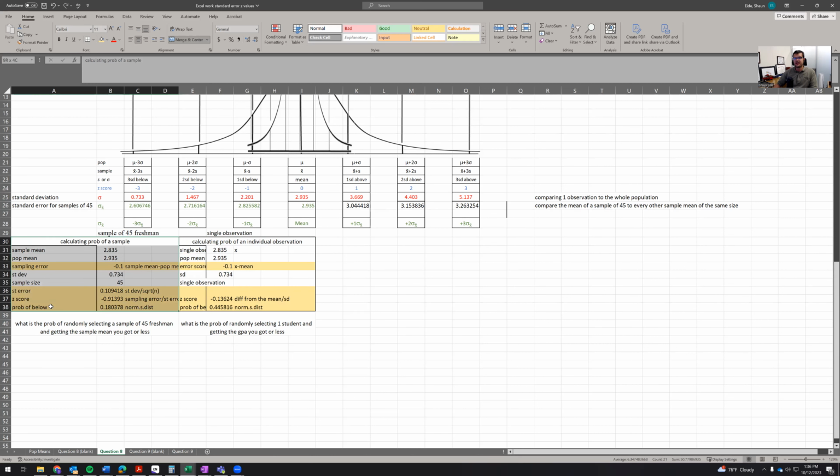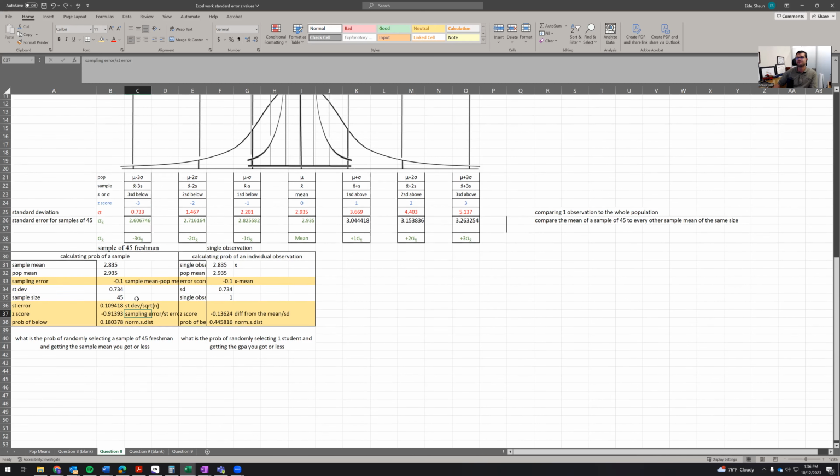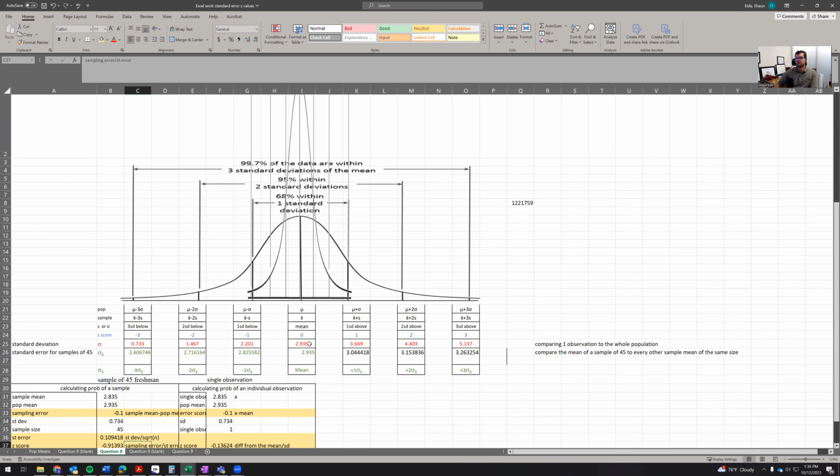So I want you to see that calculating a z-score and the probabilities associated with a z-score is extremely similar for both. It's just this one over here, instead of having a sample size of 45, you have a sample size of 1. And because you have a sample size of 1, you divide this down here by the standard deviation instead of over here, where you're dividing it by the standard error.